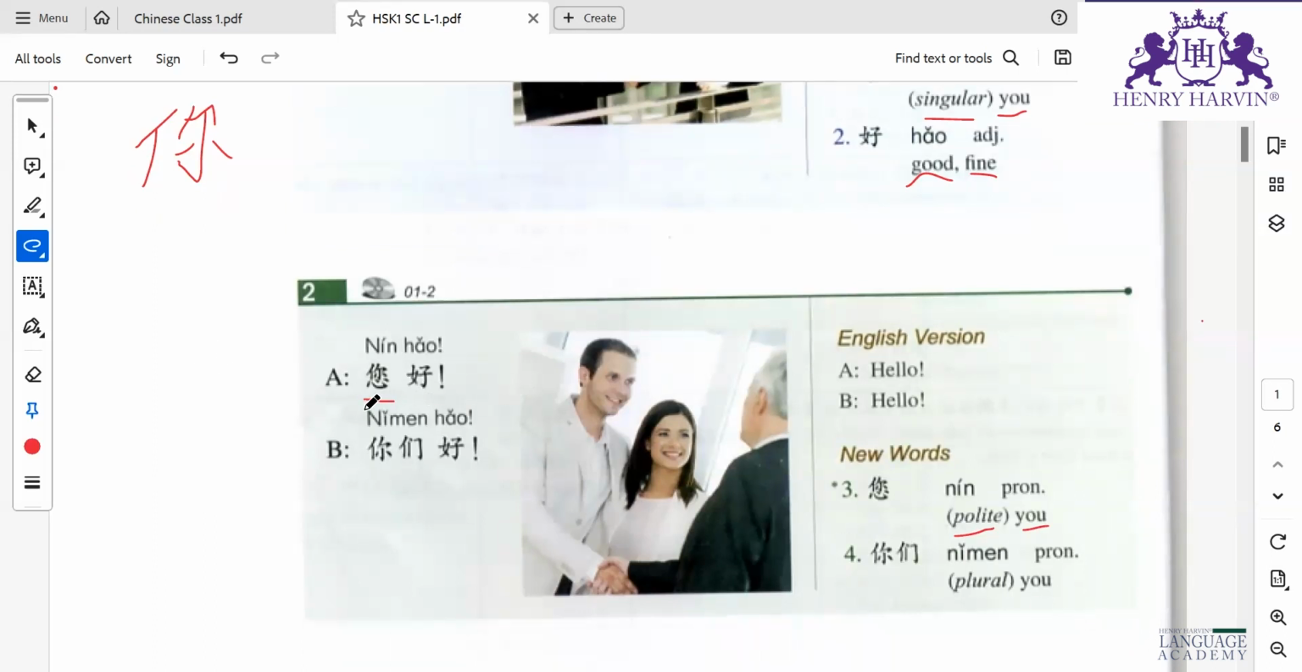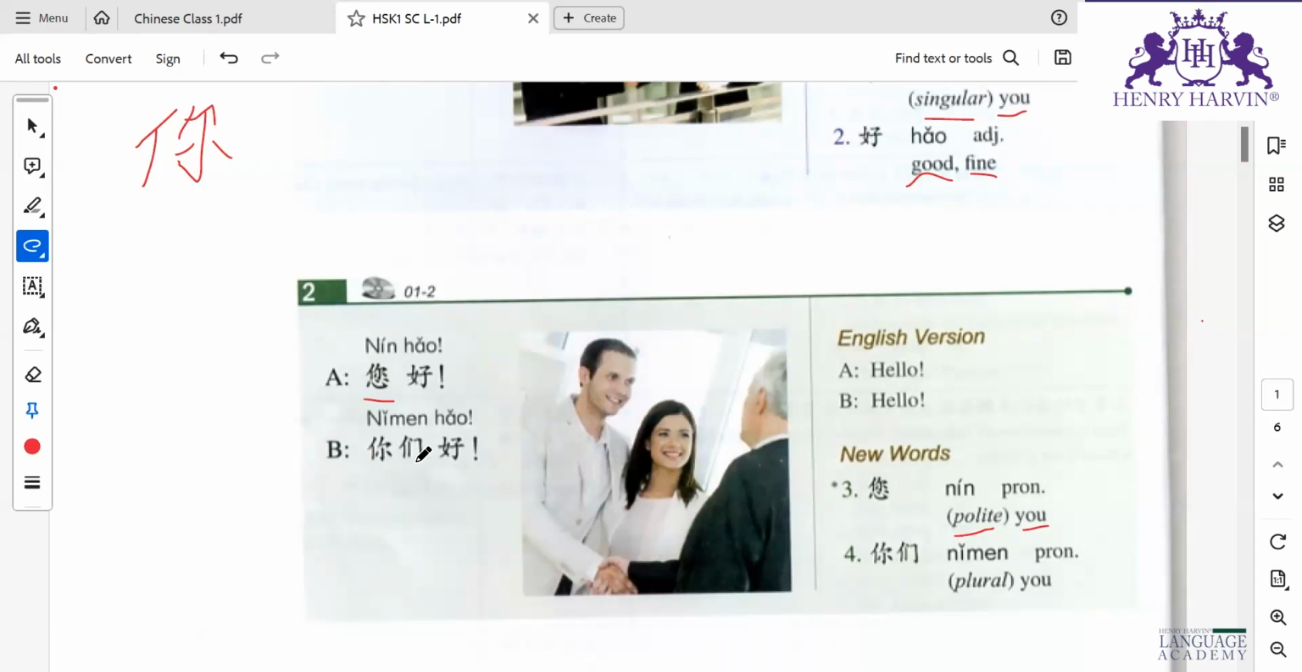So the second one we have is nimen hao. Read. Nimen hao. Right. Ashwin. Repeat. Hao. Actually, I'm not able to hear any of your voices. Just speak louder. Nimen hao. Nimen.